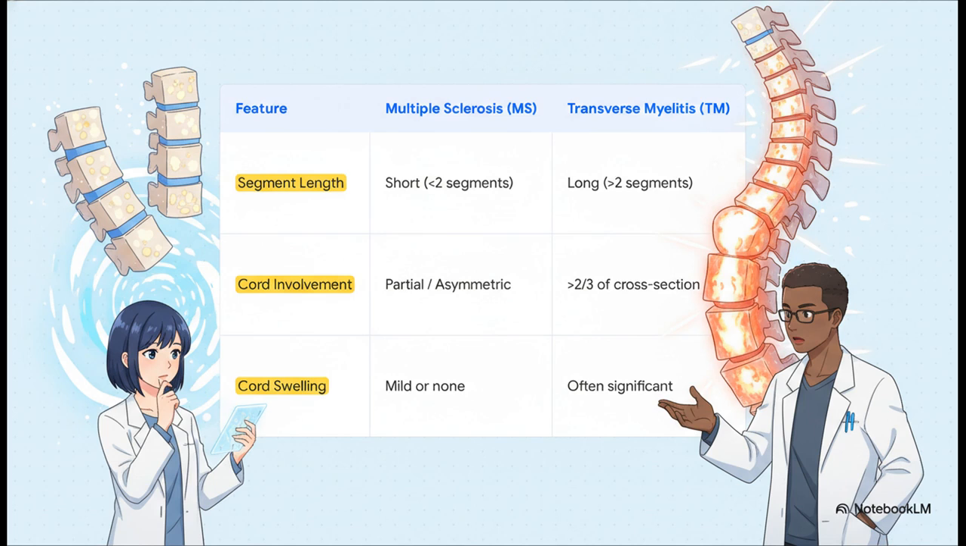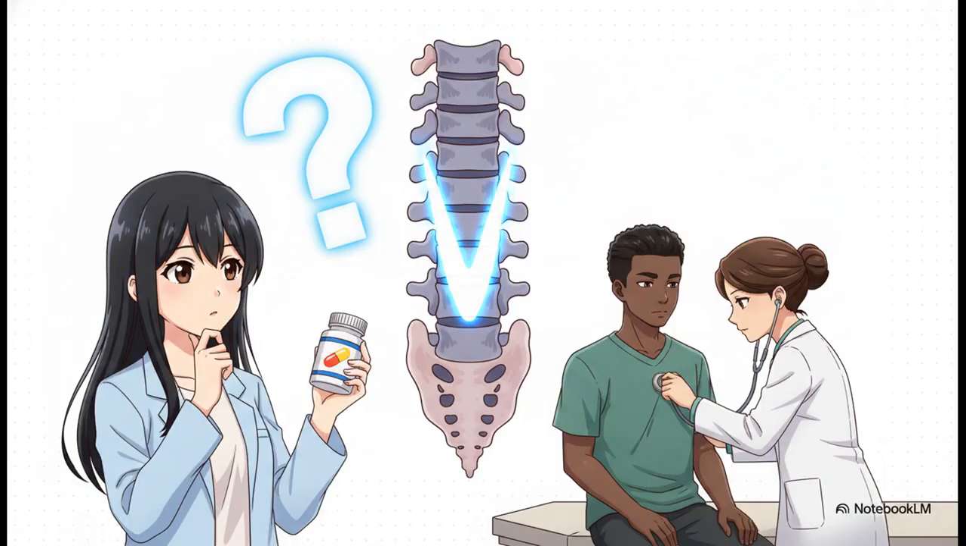The classic showdown is multiple sclerosis versus transverse myelitis. Just think of them as opposites. An MS plaque is short and partial. It covers less than 2 vertebral bodies and only affects a piece of the cord. Transverse myelitis is long and full. It spans more than 2 segments, takes up most of the cord, and causes a ton of swelling that can absolutely mimic a tumor.